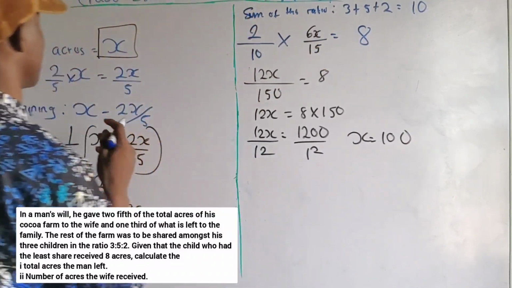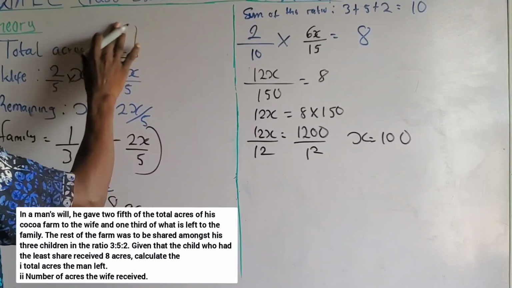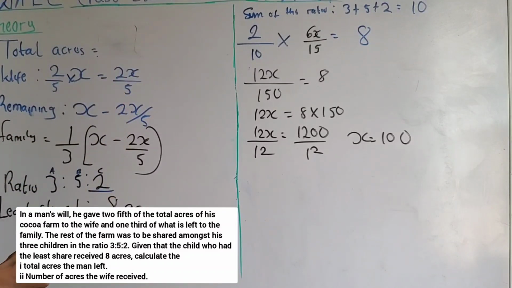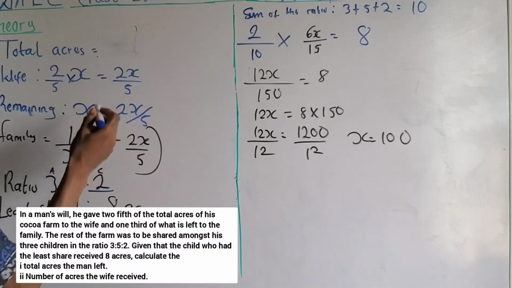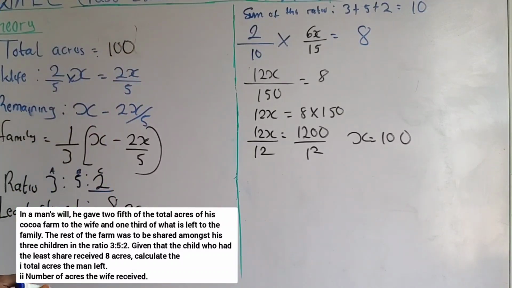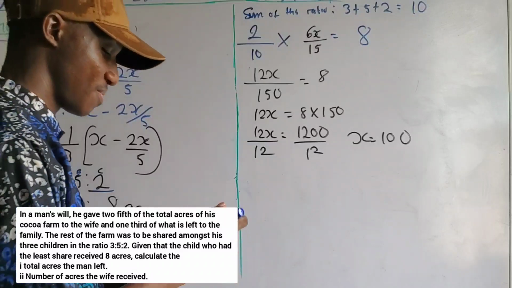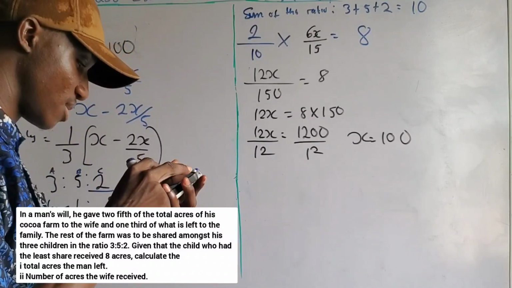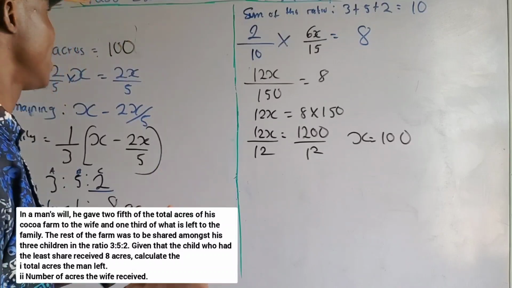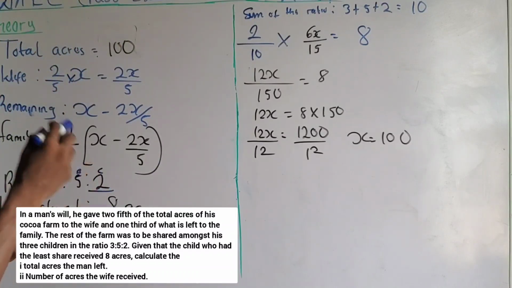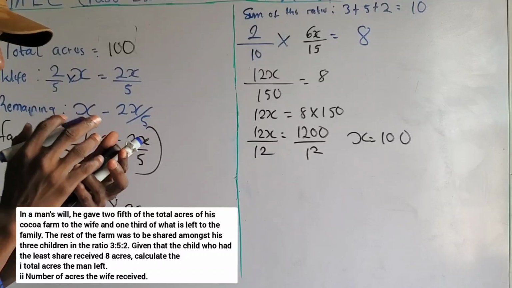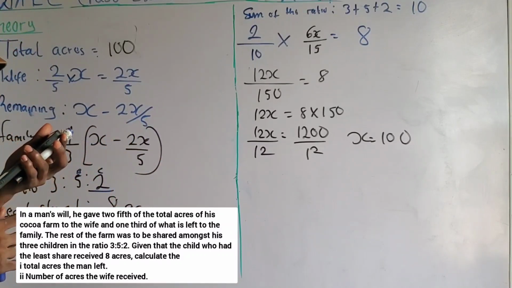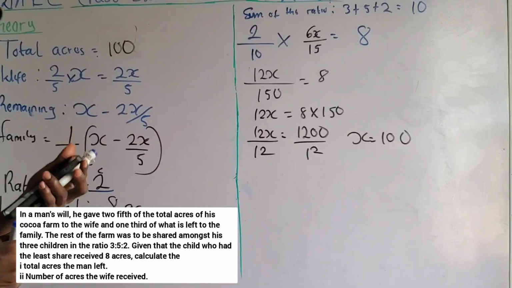So the total acres of land that was shared between the wife and the children is 100 acres. You understand? The total acres is 100. That is the total acres of land. Let's look at what we have to do in the question. We are done with the first question. The total acres that the man left is 100 acres. Now we are asked to determine the number of acres the wife received.